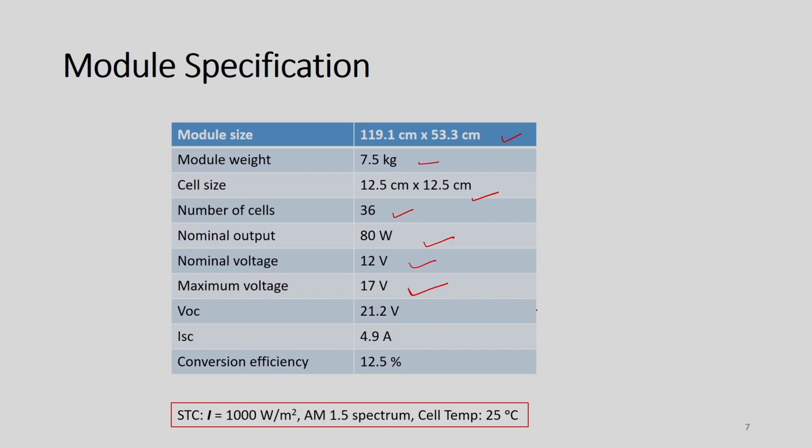So, this can be very easily calculated. 36 multiplied by 0.6 will be something like this, and here if we consider about 250, the average ampere per meter square, multiplied by the area, which is about 0.125 into 0.125. So, that way you can calculate ISC values, and conversion efficiency is normally 12.5%, and these values are found under standard test condition, where intensity of solar radiation is 1000 watt per meter square and spectrum of 1.5 and cell temperature of 25 degree C.